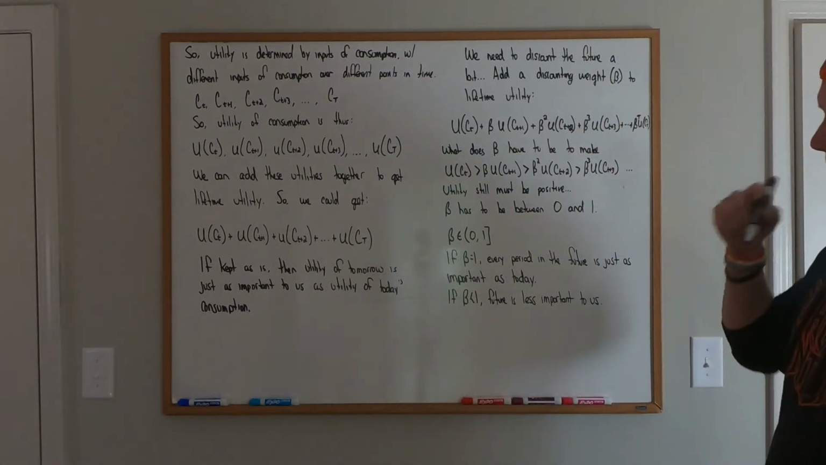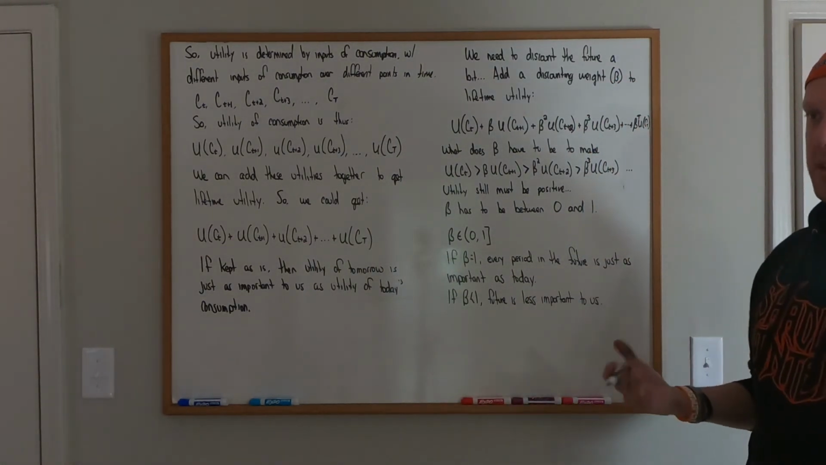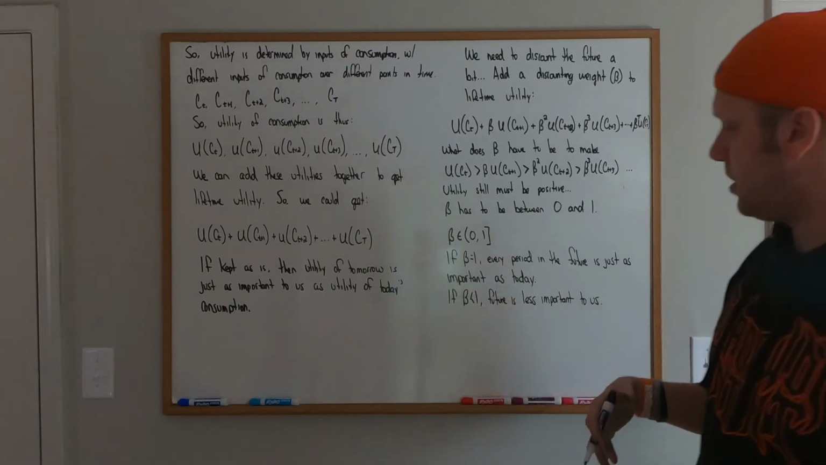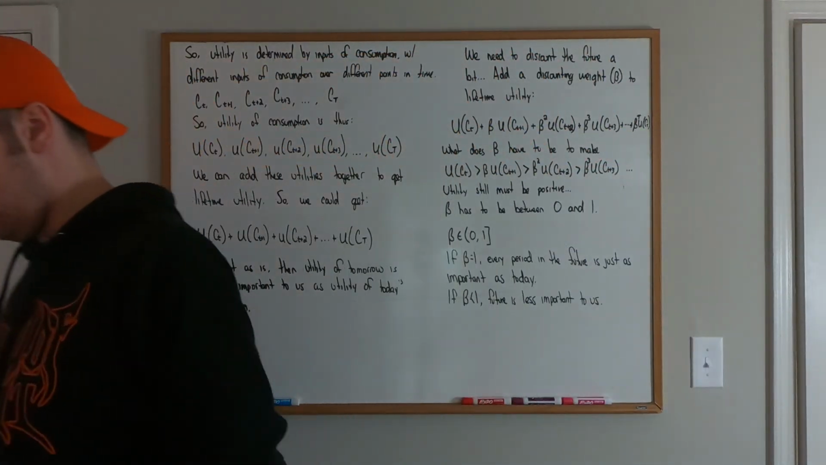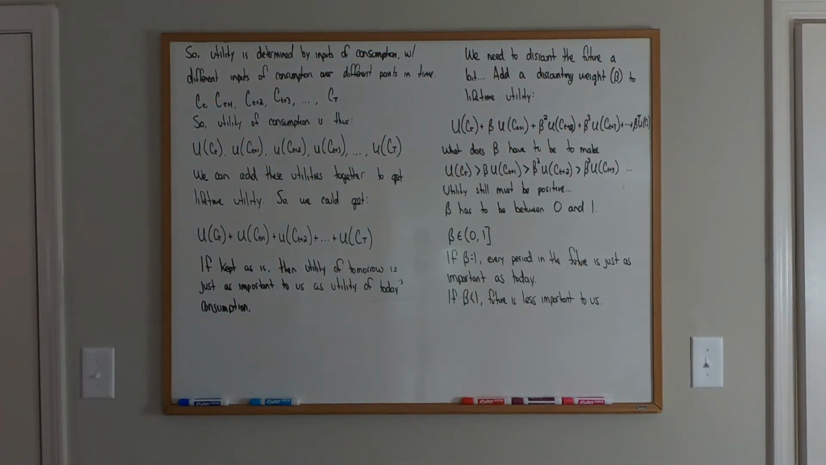So if beta is equal to 1, every period in the future is just as important as today is. But if beta is less than 1, the future becomes less important to us. The future doesn't matter as much to us if beta is less than 1 because we're more concerned about what happens today.